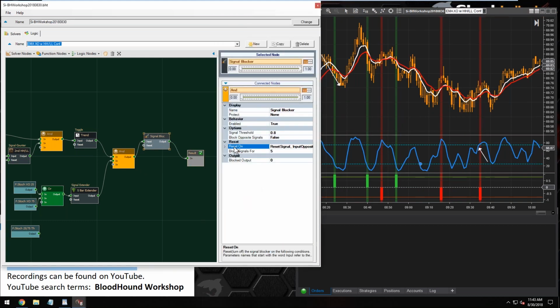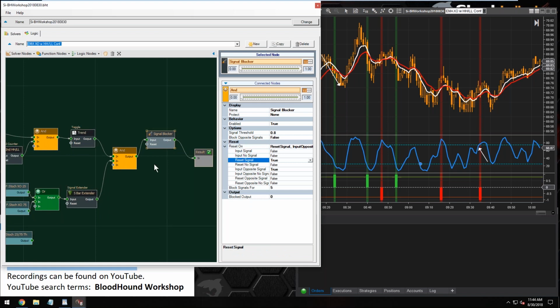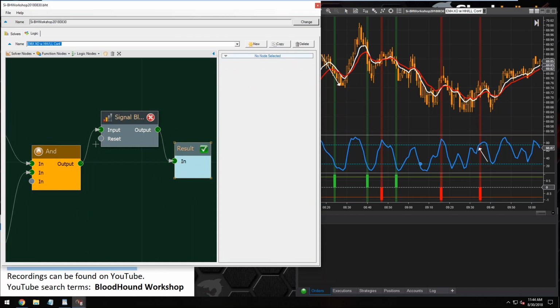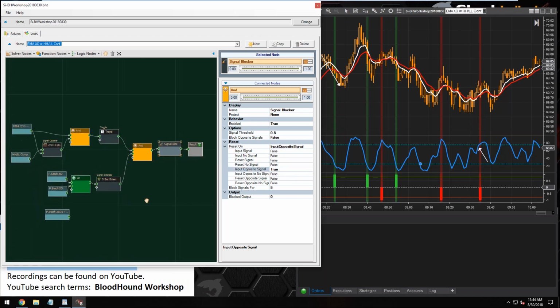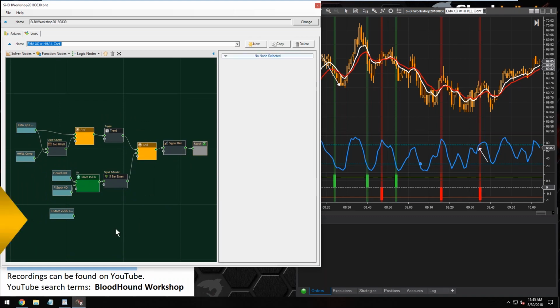And let's see, the signal blocker, I should adjust some of these resets here. The reset signal, we're not using the reset connector here. Let's zoom in here. Right, so you see the reset connector on the node here. We're not using that, so I can turn off the reset signal. And just leave the input opposite signal, I'll leave that to true. All right, so that is it. That's the first one done.